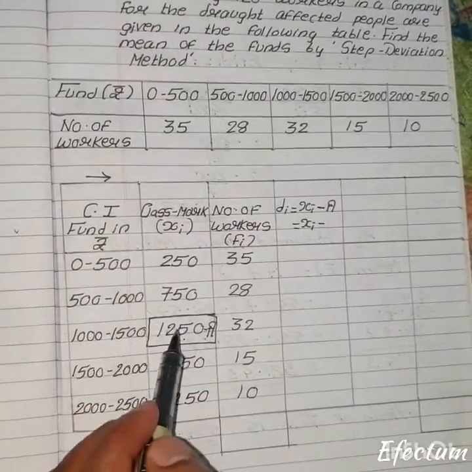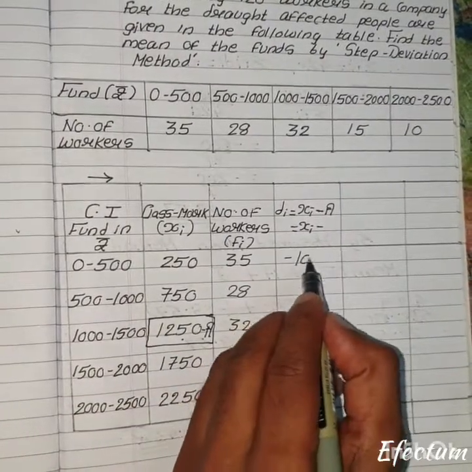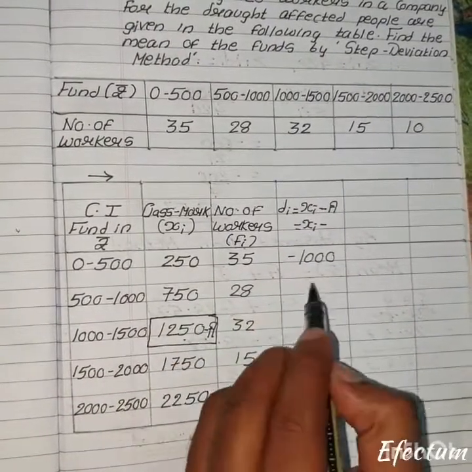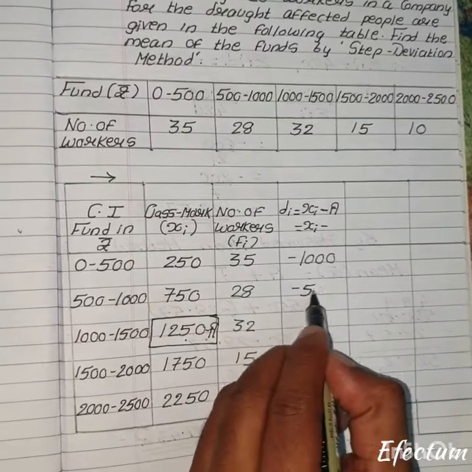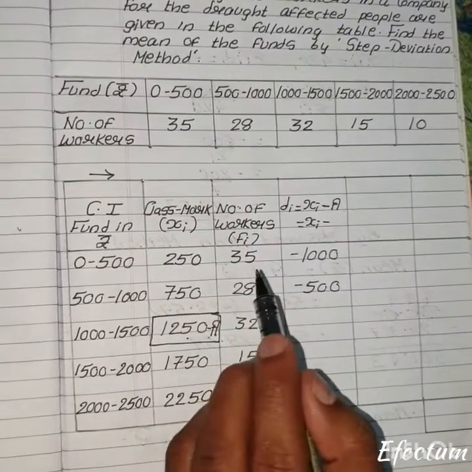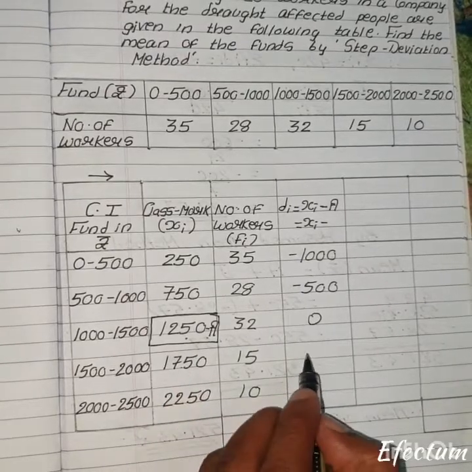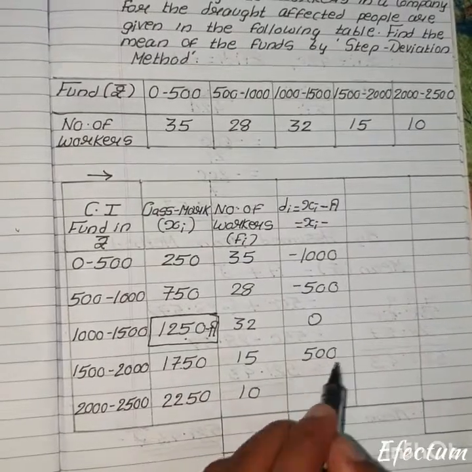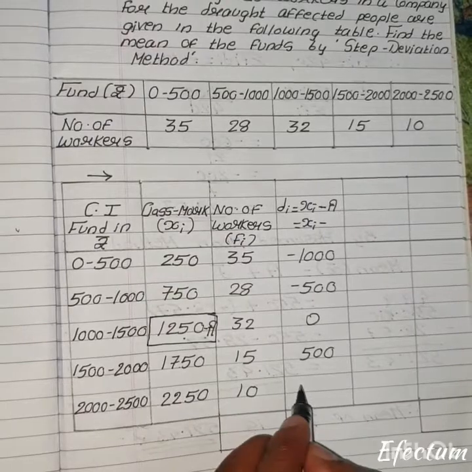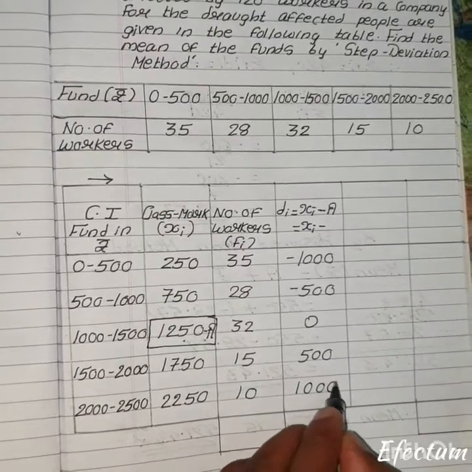So 250 minus 1250 is minus 1000. 750 minus 1250 is minus 500. 1250 minus 1250 is 0. 1750 minus 1250 is plus 500. And 2250 minus 1250 is plus 1000.